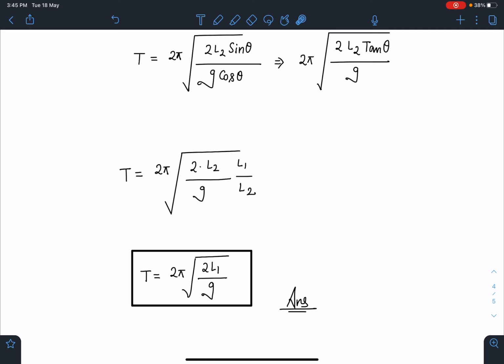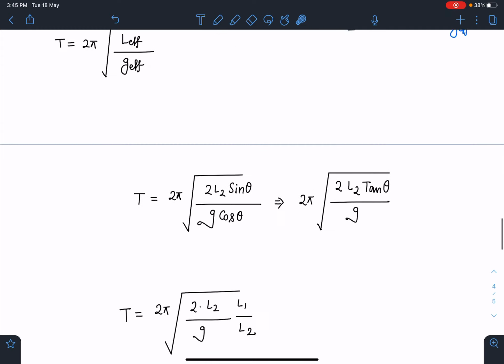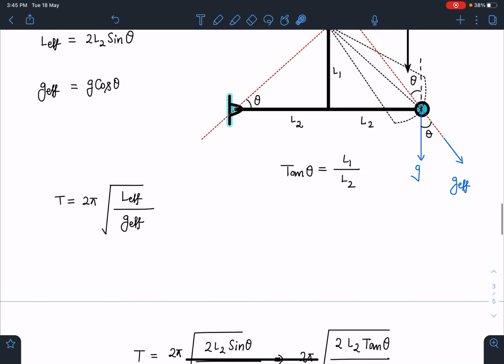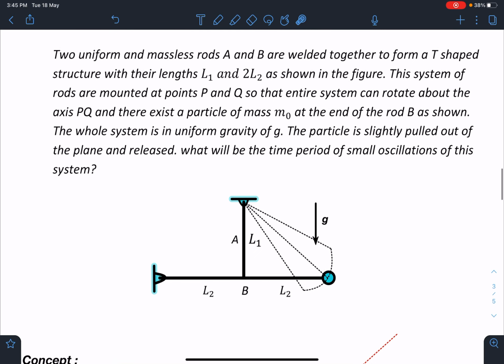Guys, this is the final answer. I hope you have enjoyed this video and you have learned some tricks. And such types of problems will be very helpful for the JEE Advanced type of exam.